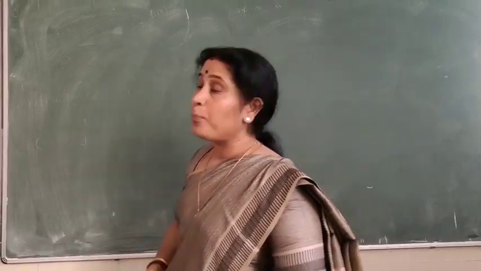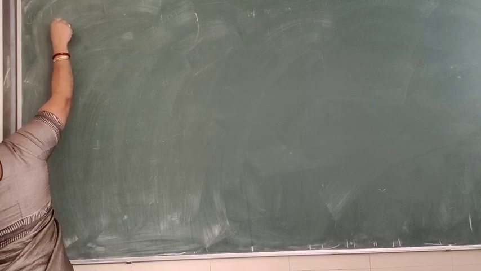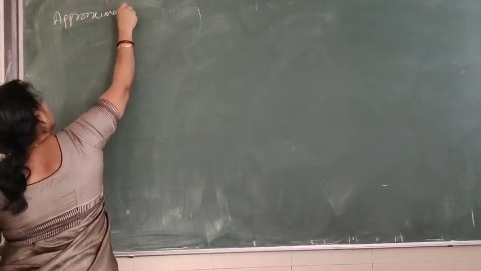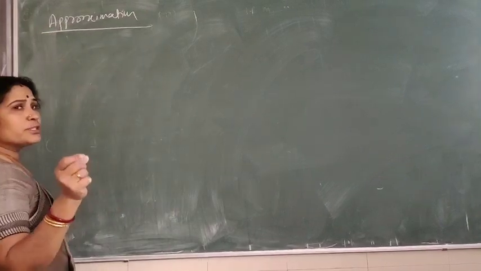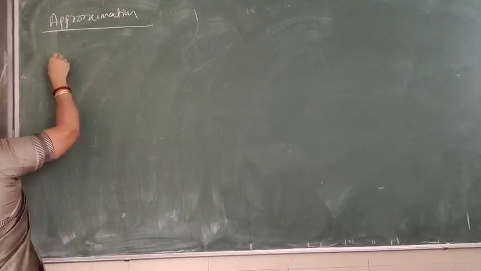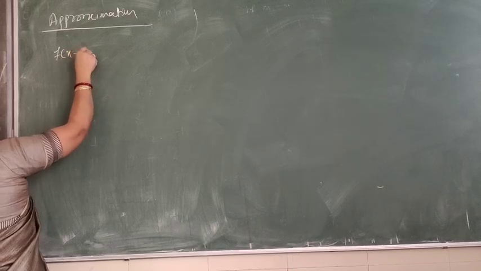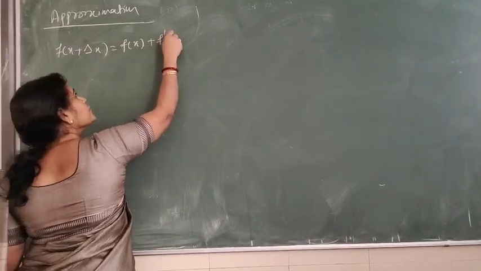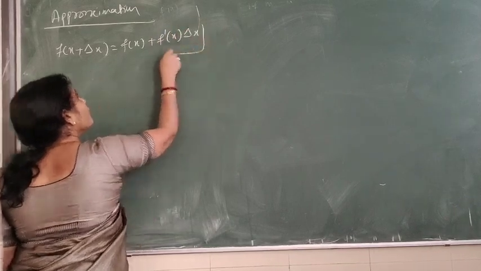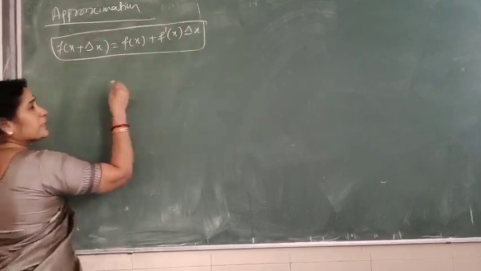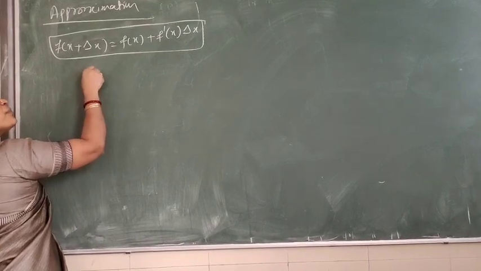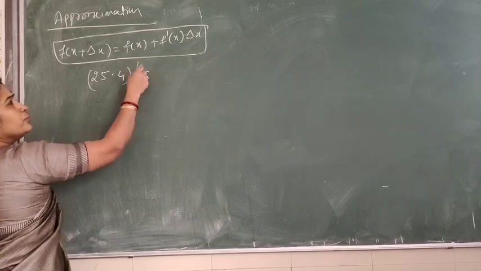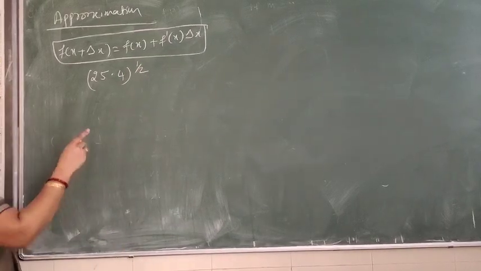Now another topic is approximation. Simple formula. Let me let you know one question. First let me write the formula: f of x plus delta x is equal to f of x plus f dash of x into delta x. This is a simple formula. Now suppose, for example, find the approximate value of 25.4 whole power 1 by 2. Simple example I am taking.